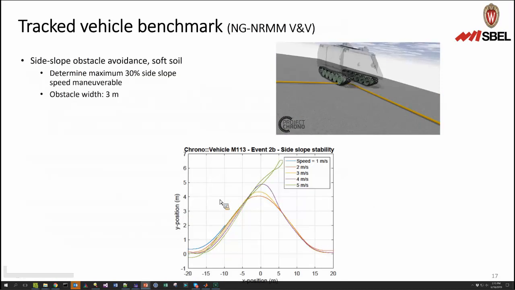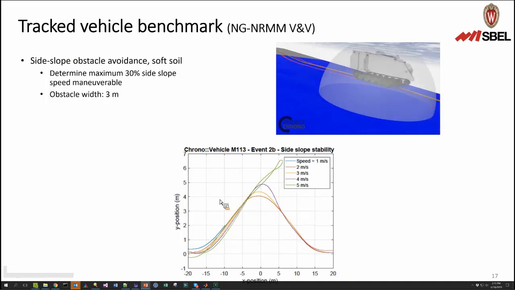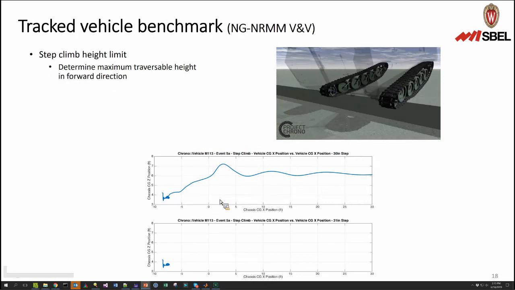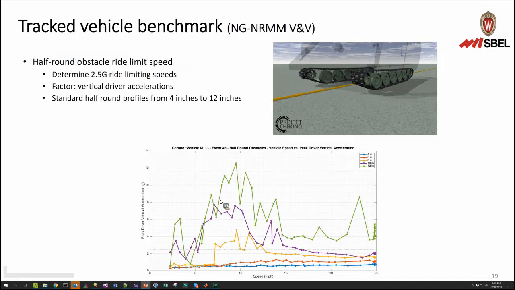There was a maneuver in which the vehicle was supposed to operate on a side slope and try to negotiate an obstacle on deformable terrain. And the question was, how fast can you move before you spin out of control? Then there was another benchmark to simulate a step negotiation, if you can climb a step. And another one had to do with determining the 2.5 g ride limit speed: how fast can you go over certain obstacles of certain heights and not subject the driver to an acceleration higher than 2.5 g.